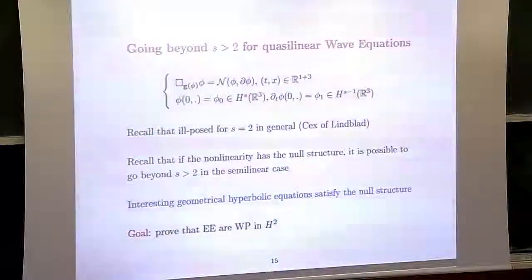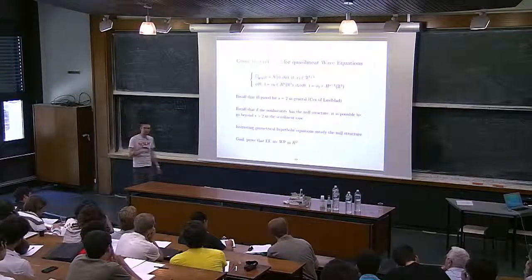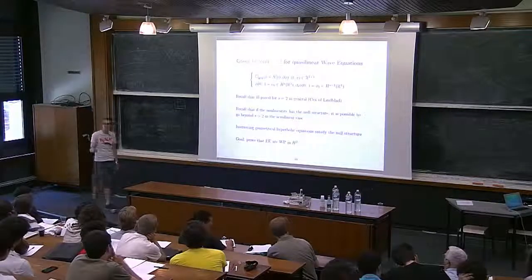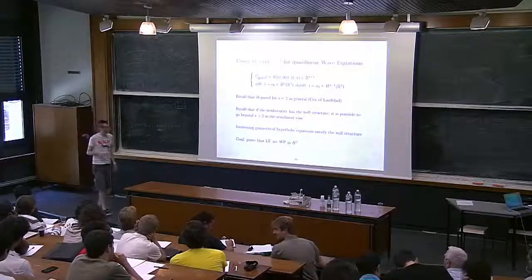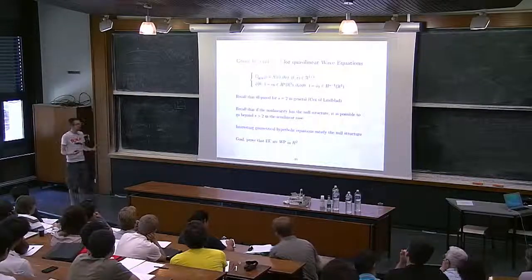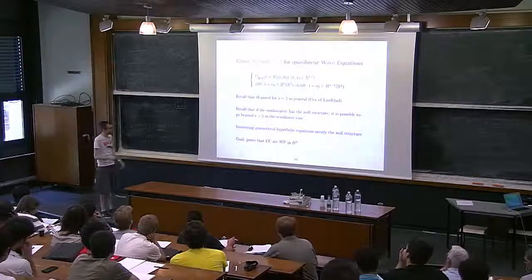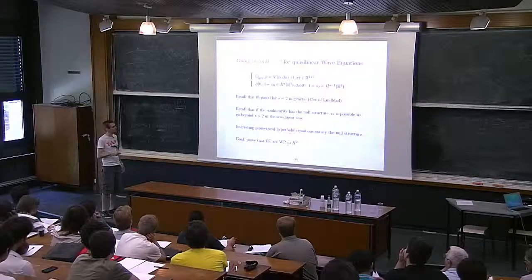And here, I'd like to point out that even if you don't know what it is, provided you start with an interesting geometric hyperbolic equation, it should satisfy the null structure. From the semilinear case, we know that every interesting geometric hyperbolic equation, the ones coming from physics, such as wave maps, Maxwell, Klein-Gordon, or Yang-Mills, they all satisfy the null structure. So we believe that if you have a nice interesting geometric hyperbolic equation coming from physics, it should satisfy the null structure. And of course, the main candidate in the quasi-linear setting are the Einstein equations.